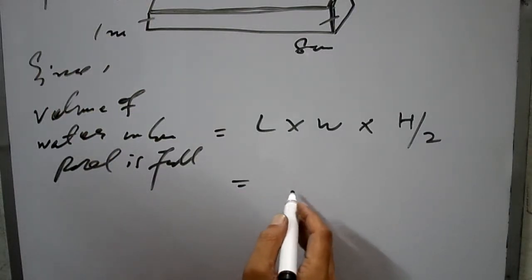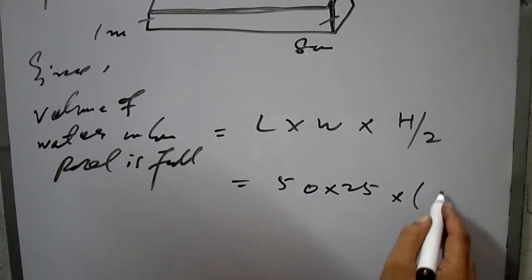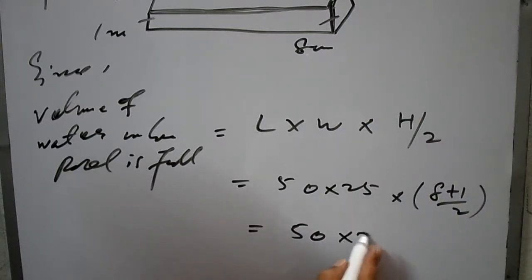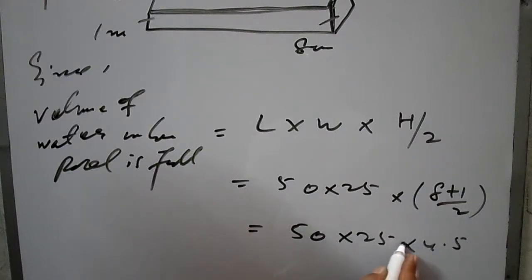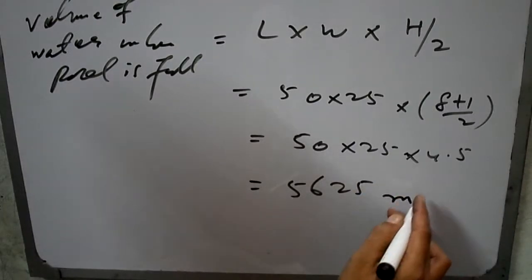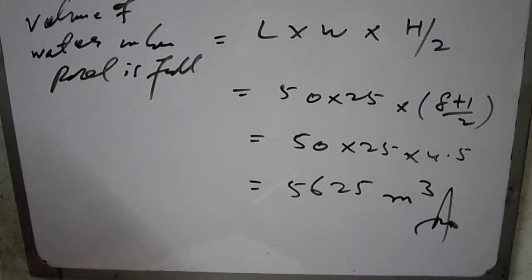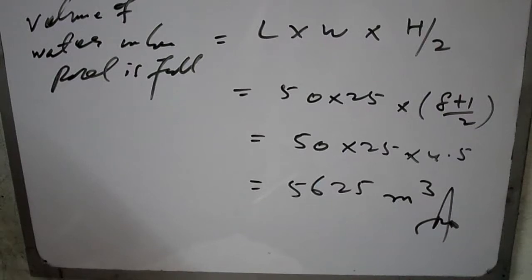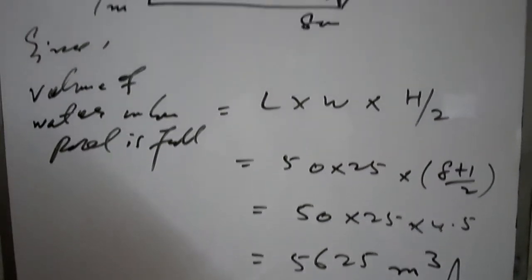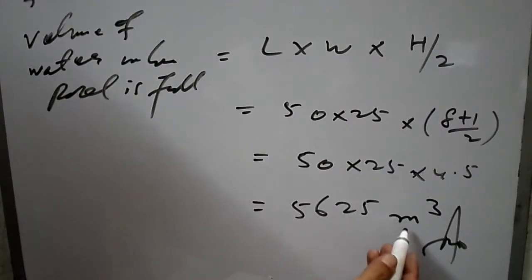How can we get the height? If you read the statement, you can understand why we divided. Height is actually 8 plus 1 divided by 2, so we get the mean of this. So by the given condition, you will get 5,625 meter cube, that is your answer. So here is your answer, 5625 meter cube.